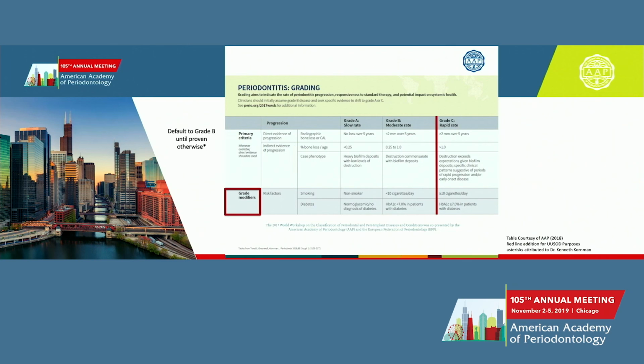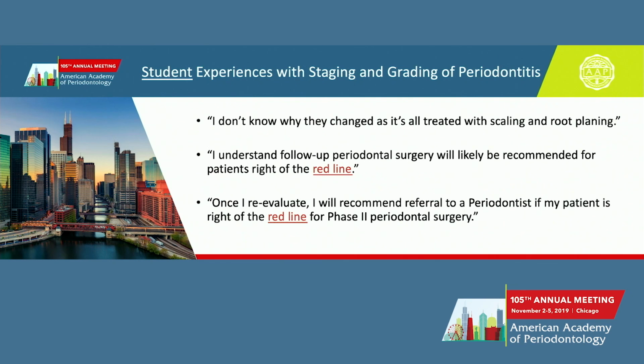Now, in terms of the grade modifiers, the systemics, this has been fairly easy for the students to recognize: the glycemic control and the smoking risk that the patient might have. So that's been straightforward, but it's been really helpful for the students to be sure and check into the diabetic status of their patient. So that's how we've introduced it on the floor.